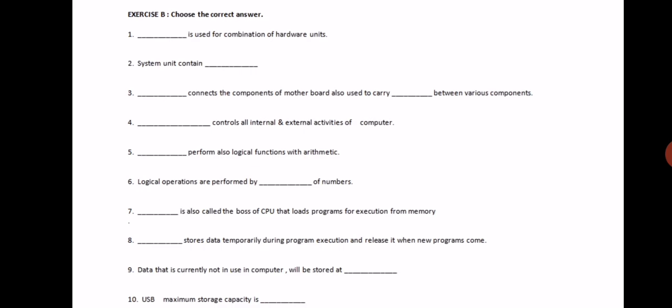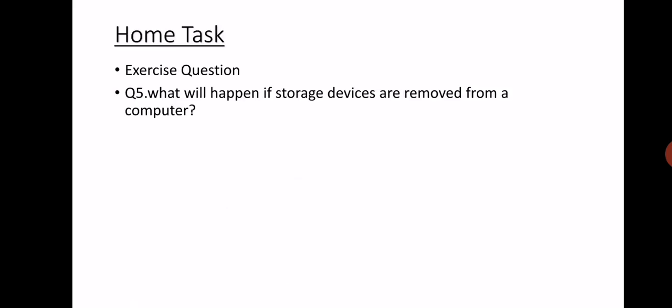Number 9, data that is currently not in use in the computer will be stored at dash. Number 10, USB's maximum storage capacity is dash. Dear student, you will find all the answers of these blanks from the book easily. In the home task, this question is from your exercise, that is question number 5. What will happen if storage devices are removed from our computer?